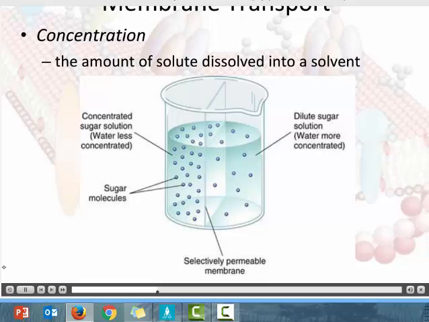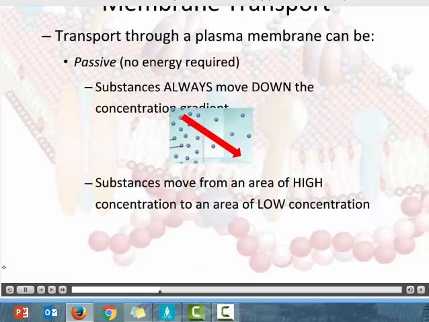Generally, when we have a membrane, we are going to have different concentrations of solutes on one side of the membrane from the other. During passive transport, the molecule is going to move from the side with high concentration down to the side with low concentration.